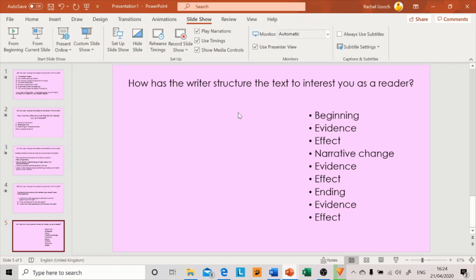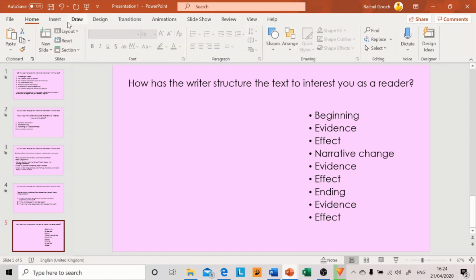Okay, so we're going to have a go answering this question together to start with, and then I'm going to start it and you are going to finish it for me. So we're going to keep it really simple. The question is just there for you. How has the writer structured the text to interest you as a reader? And we're going to go for this: beginning, evidence, effect; narrative change, evidence, effect; ending, evidence, effect. All right, so let me get a text box going here.